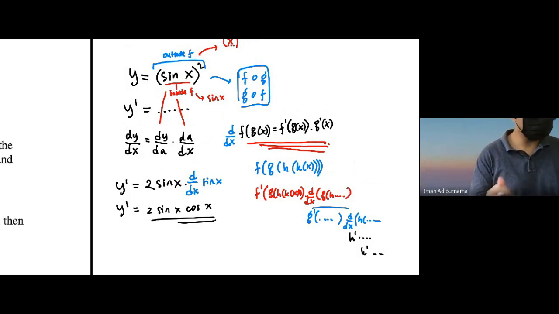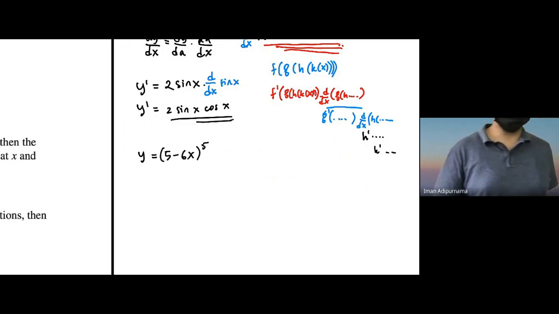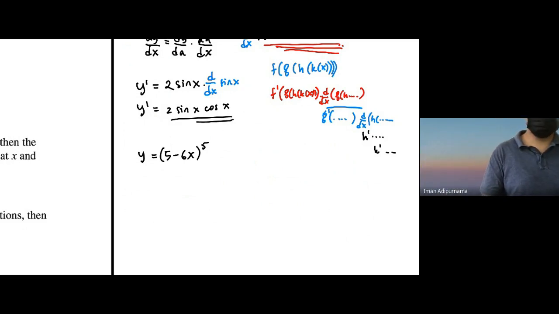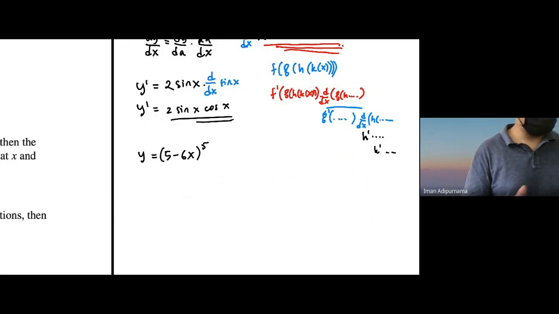Okay, let's start another example. If we have y equals (5 minus 6x) to the power of 5, I think this should be easy. So first, looking at the outside function, which is something with the power of 5, right?